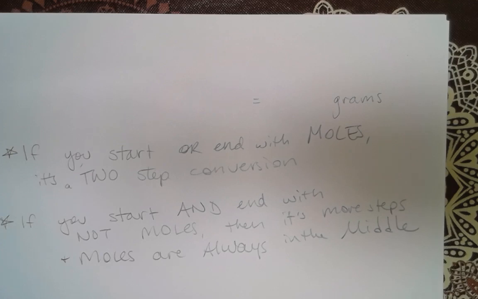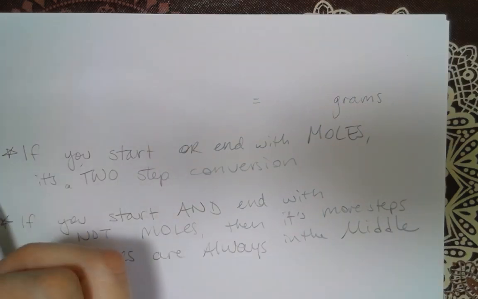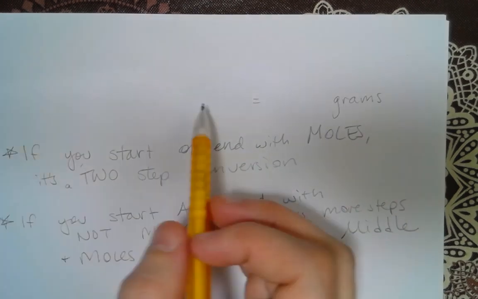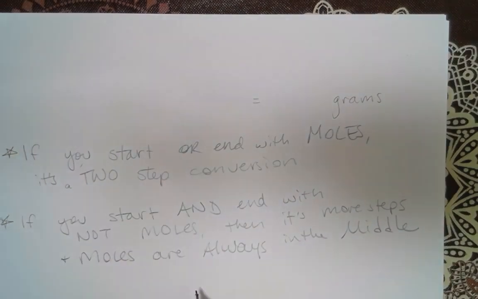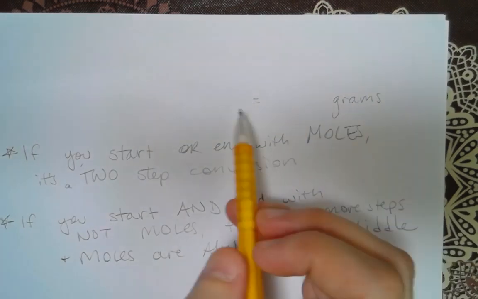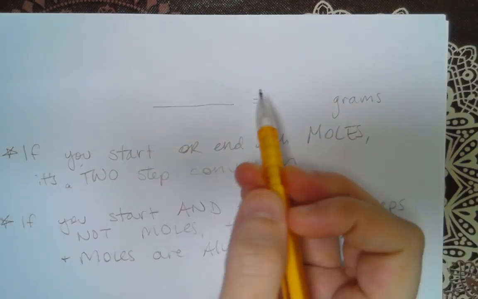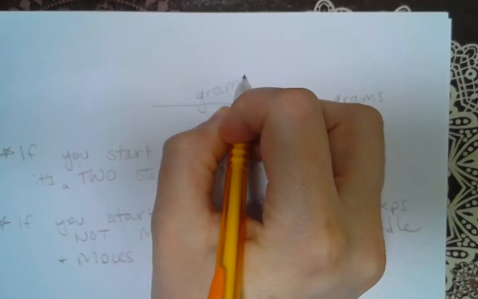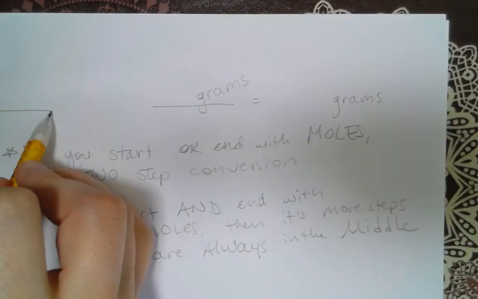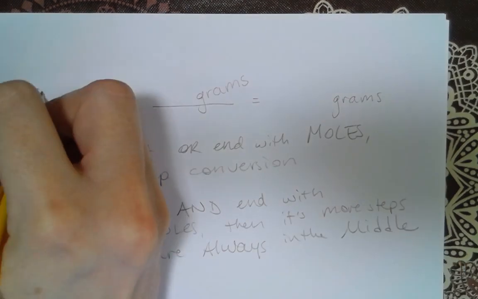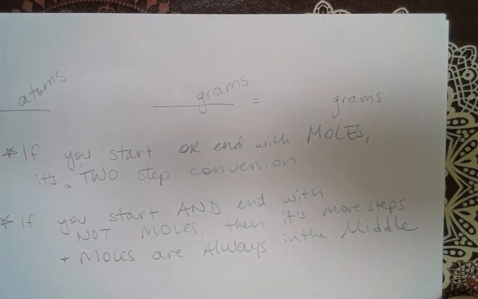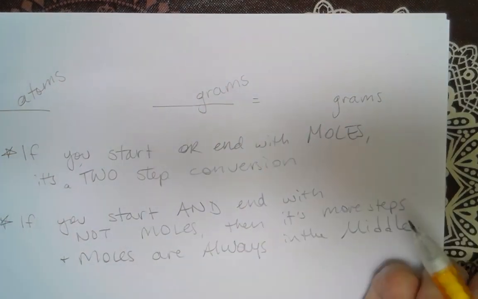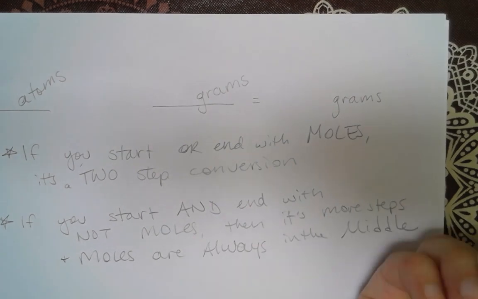Okay, let's do it. We're going to start with something else. We're going to end in grams, and we've got moles in the middle. Let's actually start where we know. So we know that we're ending in grams, and we know that we're starting with, let's do atoms. So we're starting and ending with not moles. There's moles hidden in there, and they're always in the middle.